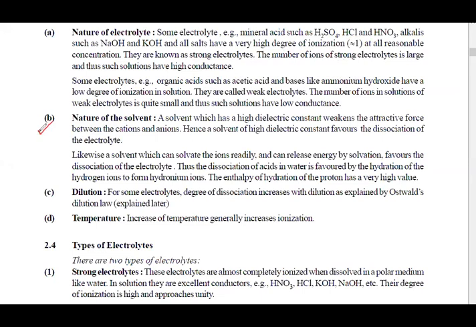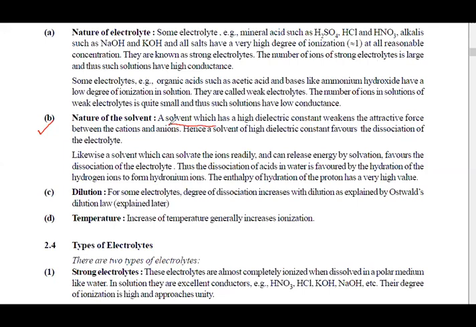Now, nature of solvent. Same thing. If solvents can break up into ions, they are called polar solvents. And the solvents which cannot be dissociated into ions are called non-polar solvents. Got it, everyone? Now, how does the nature of solvent affect the degree of dissociation?